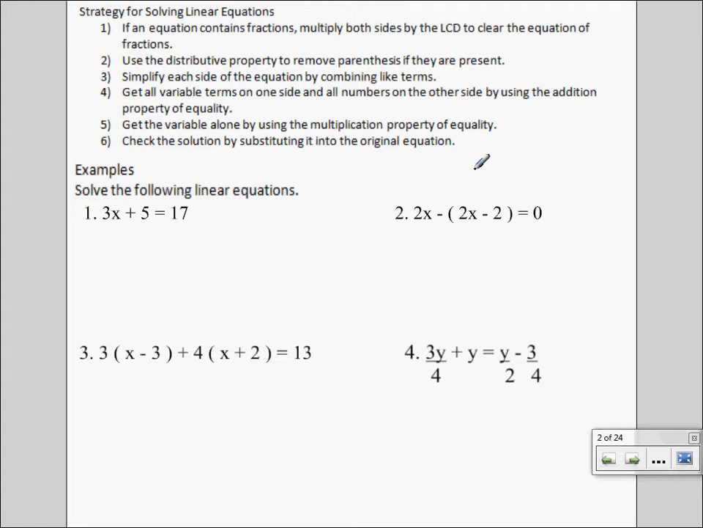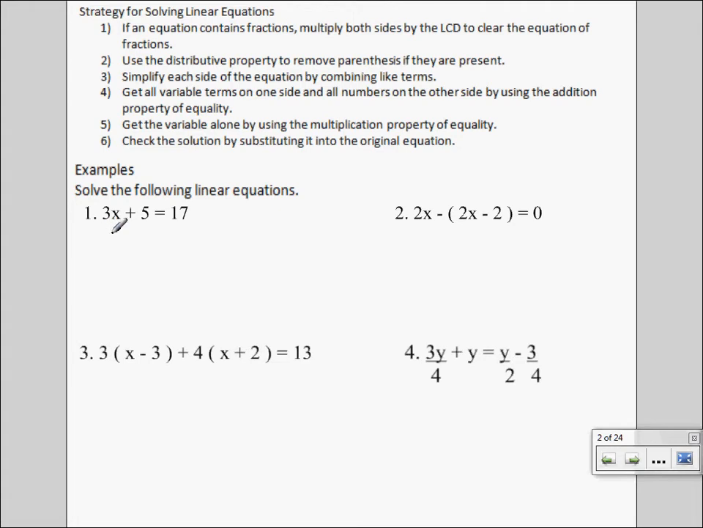Simplify each side of the equation by combining like terms. Get all variable terms on one side and all numbers on the other by using the addition property of equality. Get the variables alone by using the multiplication property of equality, and then check the solution by substituting it into the original equation. So example 1, solve the following linear equation.